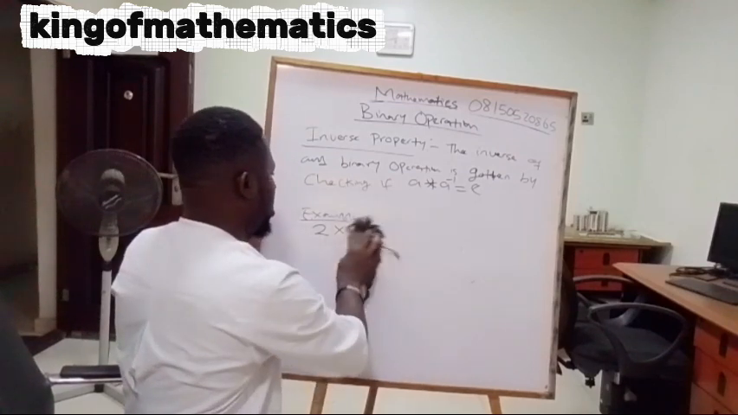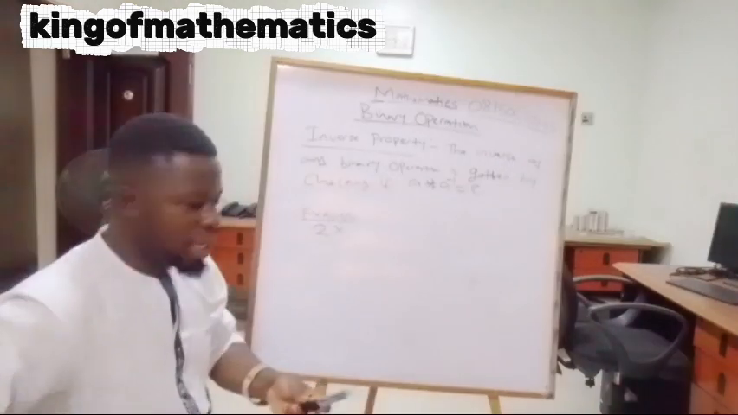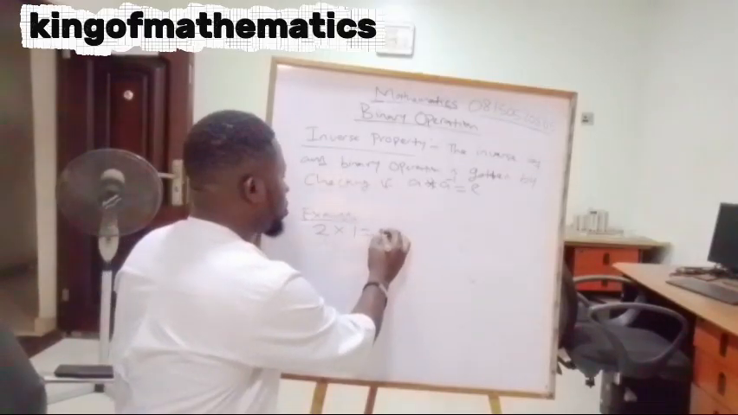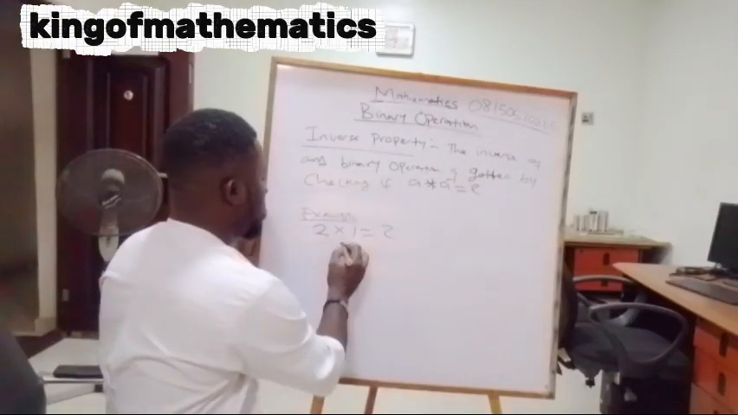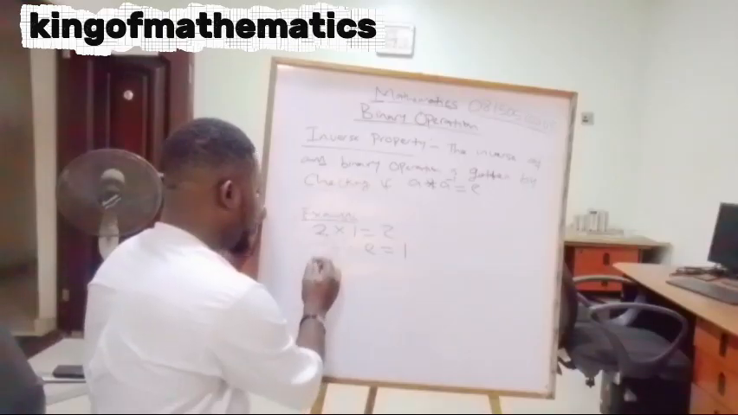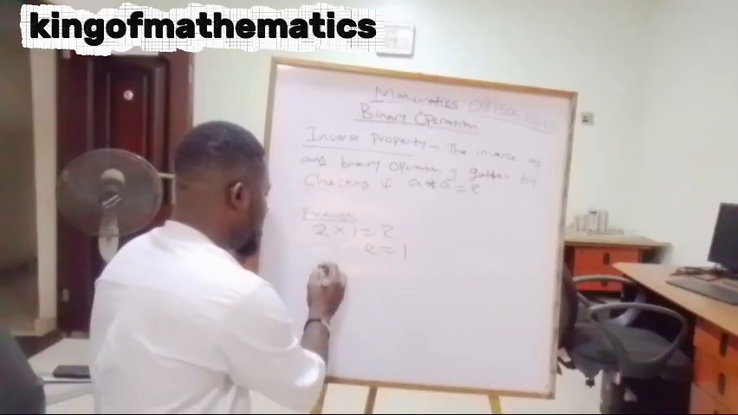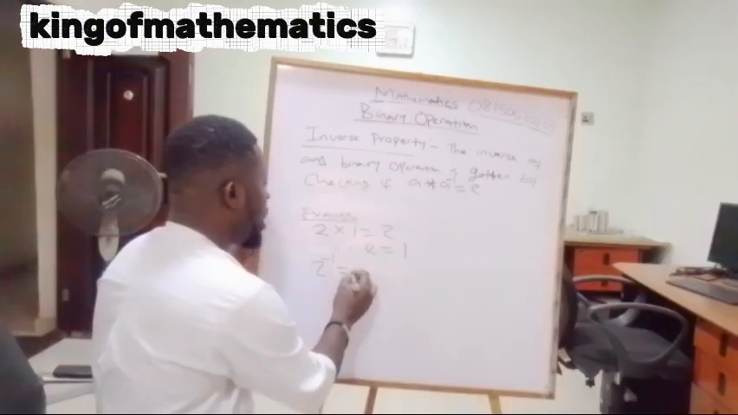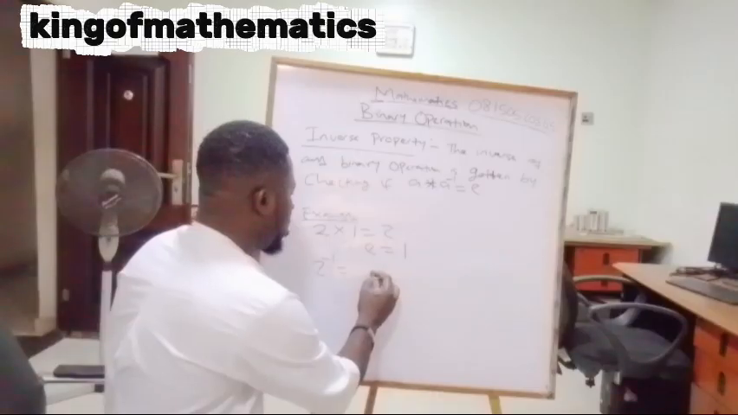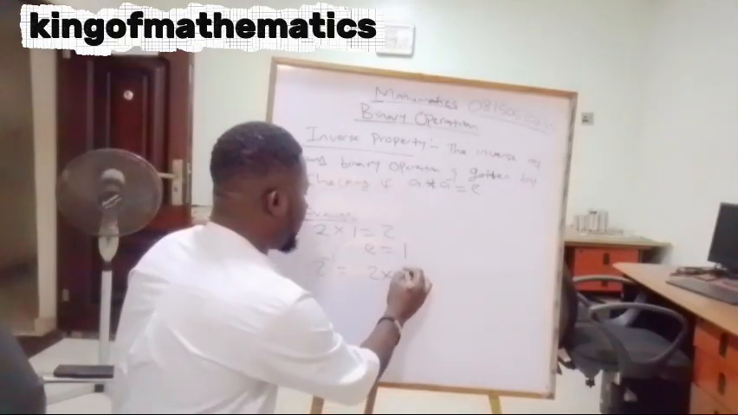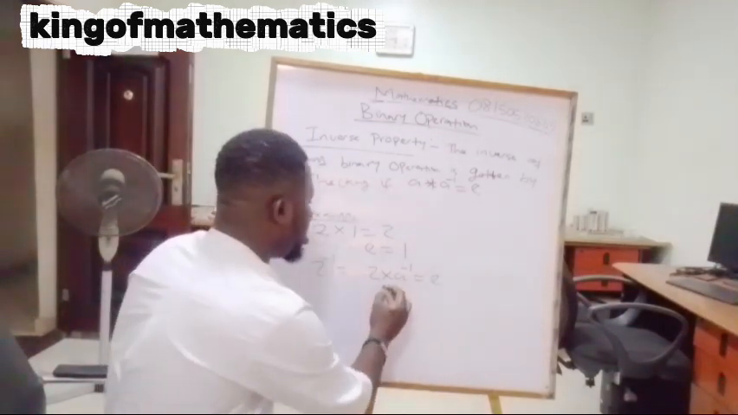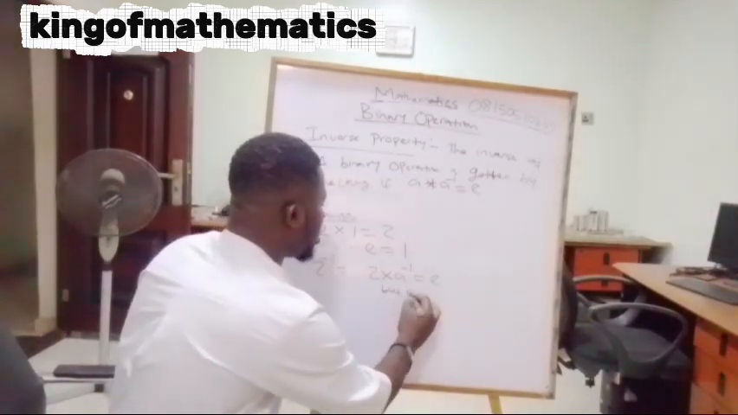So for instance, when we were dealing with identity element, I said firstly 2 times 1 is equal to what? 2. Therefore, E is equal to what? 1. So now, to get the inverse of 2, we say 2 operation A inverse is meant to be equal to E, but E is equal to 1.